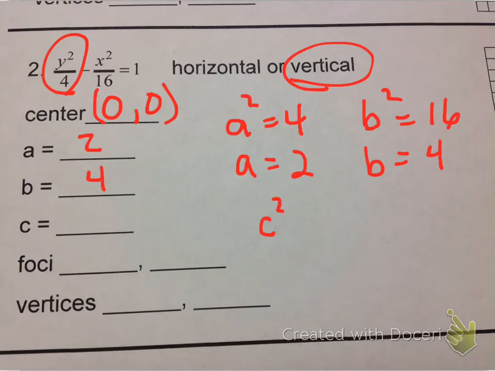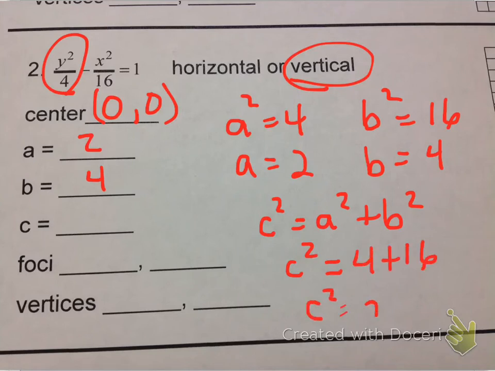C squared is A squared plus B squared. So C squared is 4 plus 16. So C squared is 20. So C is the square root of 20, which is close to 4.5.